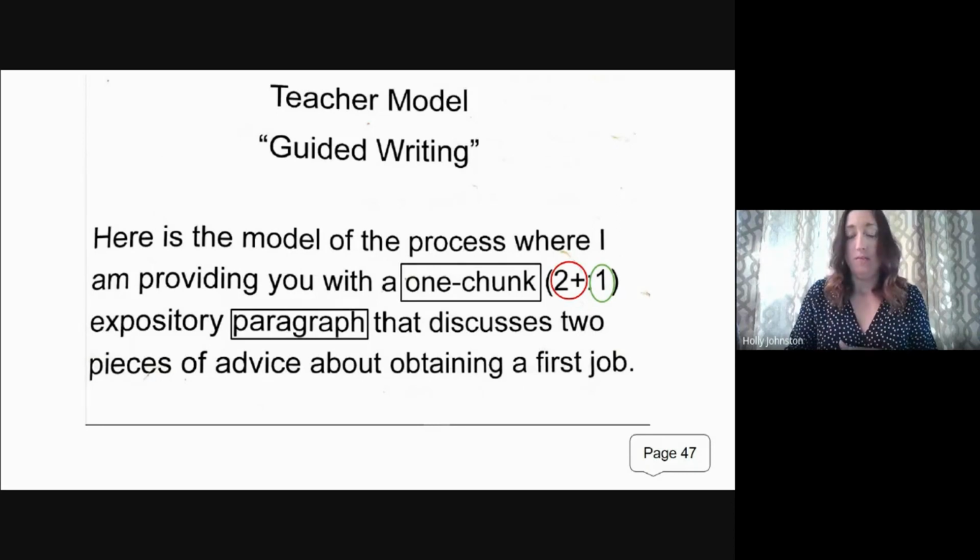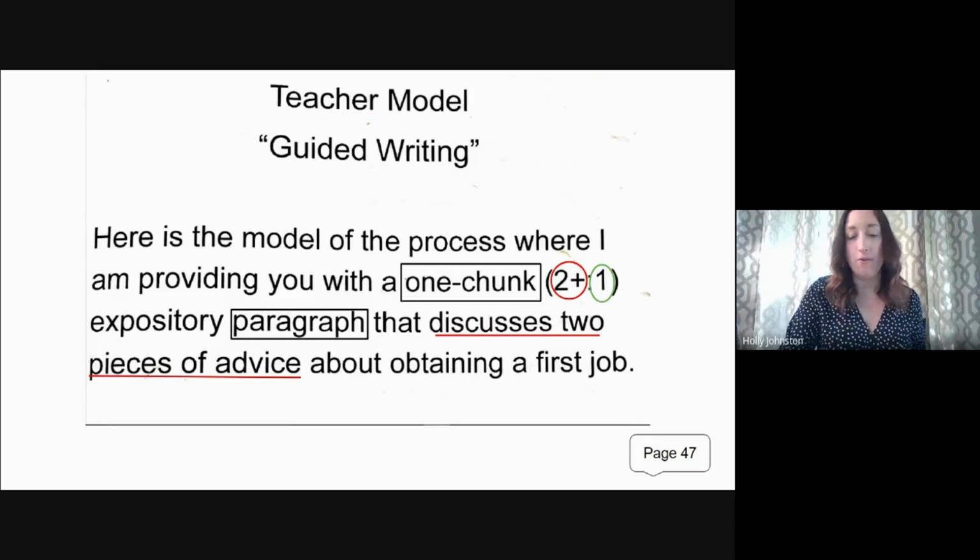Now, we know we're going to have 2+ concrete details, but what are those concrete details going to be? So we're going to pick up our red pen again, and we're going to look at our prompt for those concrete details. One chunk 2+ to 1 expository paragraph that discusses two pieces of advice about obtaining a first job. So we have a clue right there, two pieces of advice. We're looking for our concrete details. We're looking for two pieces of advice about obtaining a first job. So we know that two pieces of advice is our concrete detail.